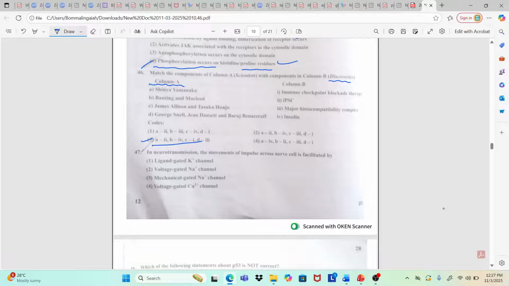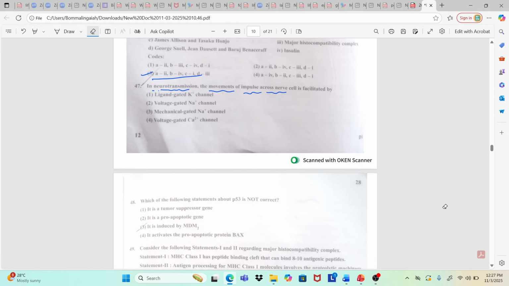Okay, next question, question number 47. In neurotransmission, the movement of impulses across nerve cells is facilitated by. Here, you have to check this one in Google. I'm not going to give the answer for this question. Next we move on to another question.